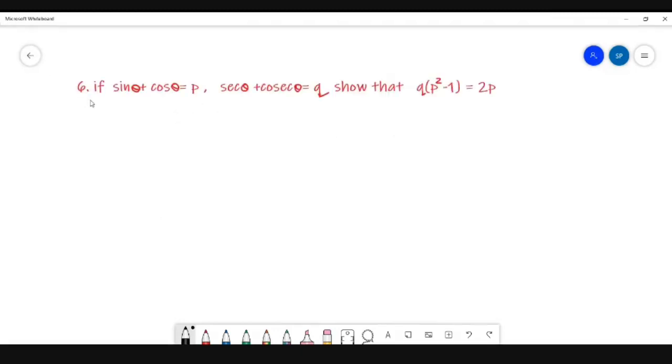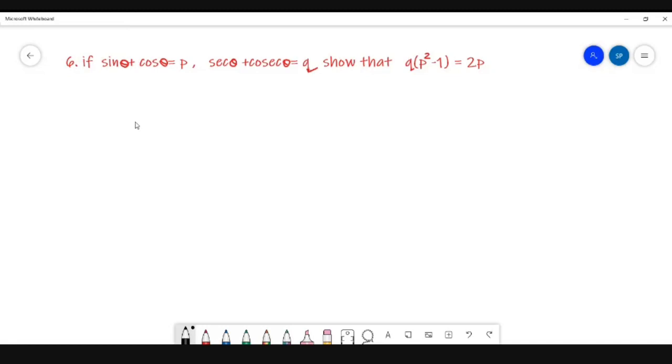Okay. Now we have the sixth question here. If sin theta plus cos theta equal to p, sec theta plus cosec theta equal to q, show that q into p square minus 1 equal to 2p. We have p equal to this expression, q is given. We have to show this is equal to 2p. So let us find what is p square minus 1 first. Okay. So let us write what is p square minus 1.